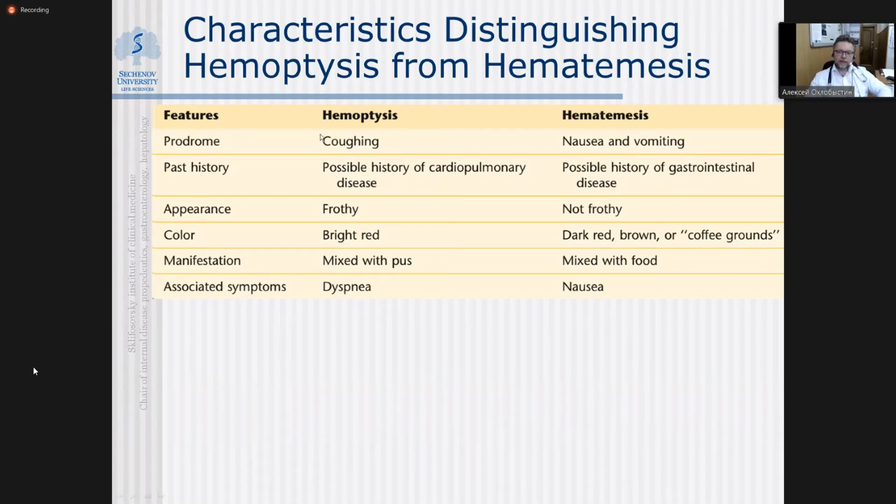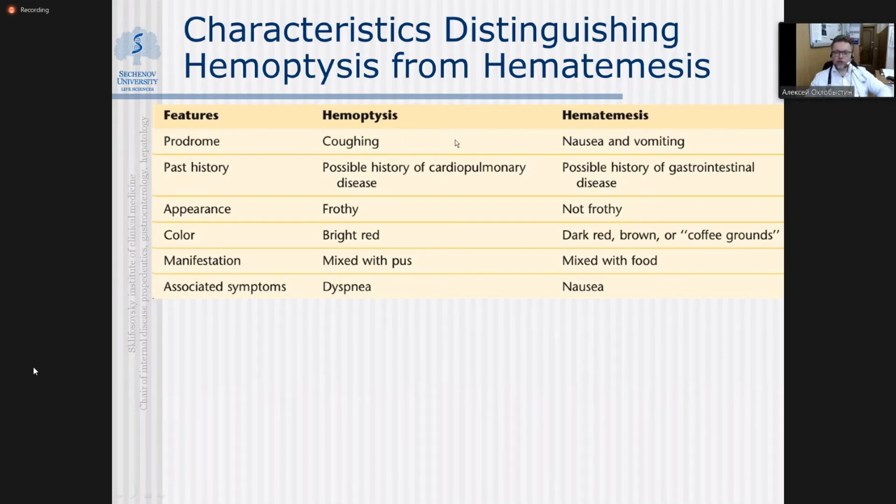How can we differentiate hemoptysis from hematemesis? Hematemesis is vomiting of blood. Hemoptysis is coughing up blood. First of all, please remember that if a patient coughs out blood, it does not always mean that the patient has cardiac or pulmonary disease. The patient may inhale blood that's coming from the digestive system, and vice versa. The patient may swallow blood that's coming from the respiratory system.